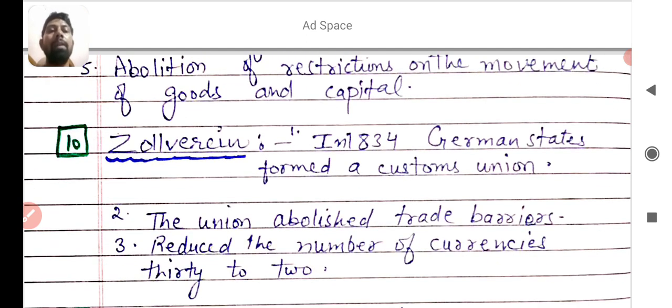This union abolished trade barriers and also reduced the number of currencies from 30 to 2. It means there were 30 currencies all over Europe, but they reduced these currencies to 2 for easy trade in Europe. I hope you got the point of Zollverein now.